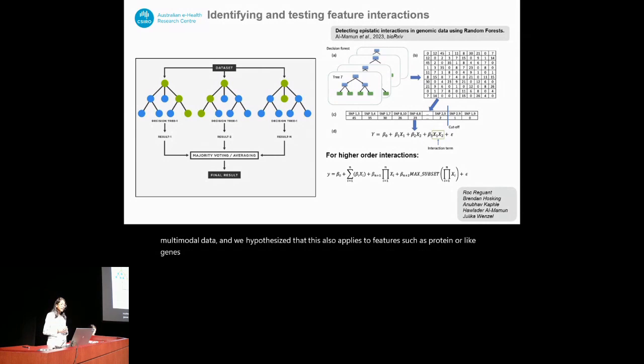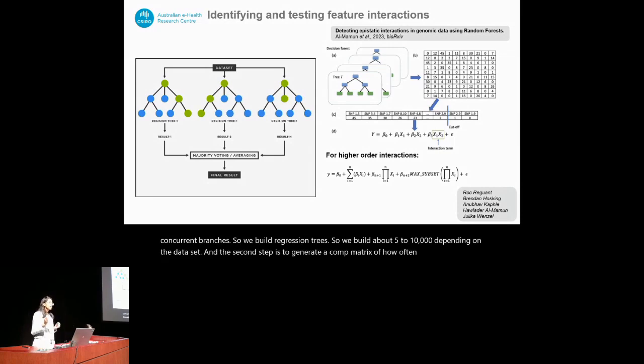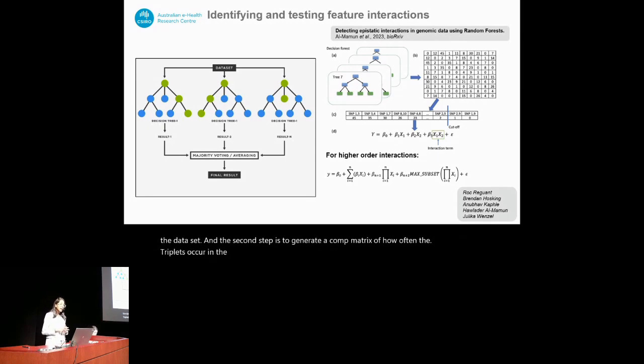And so we think that the synergistic effects are more likely to be found in these concurrent branches. So we build regression trees, about 5 to 10,000, depending on the data set. And the second step is to generate a count matrix of how often the pairs or triplets occur in the tree. The higher the number of counts, the more likely they are to be interacting. And then we fit a simple linear regression model.